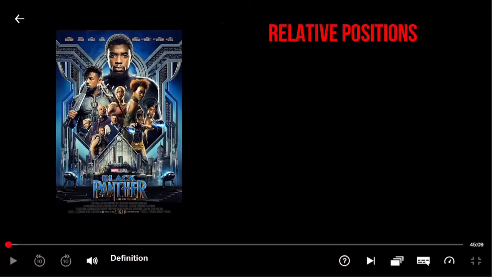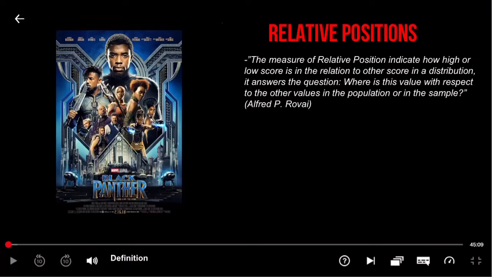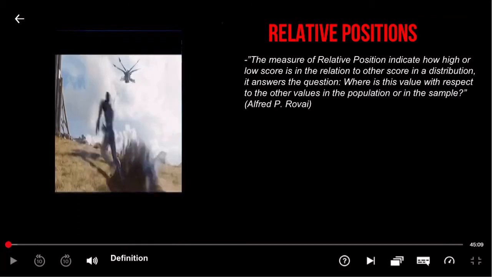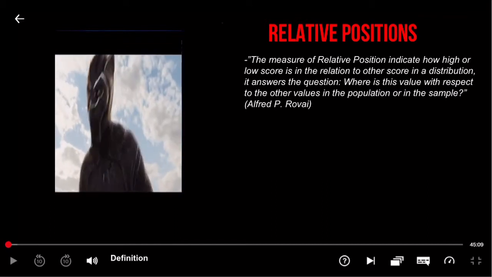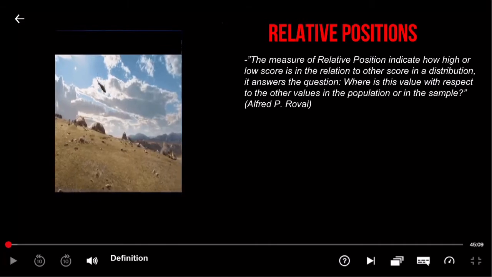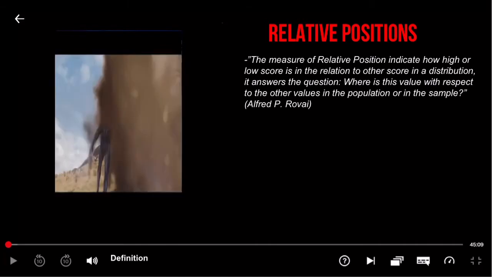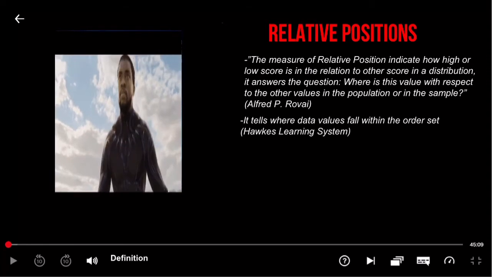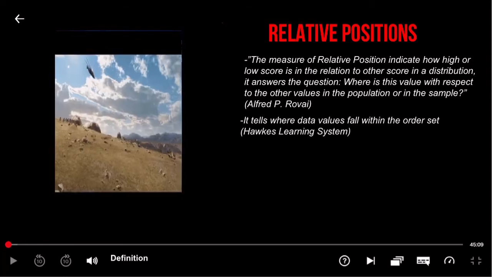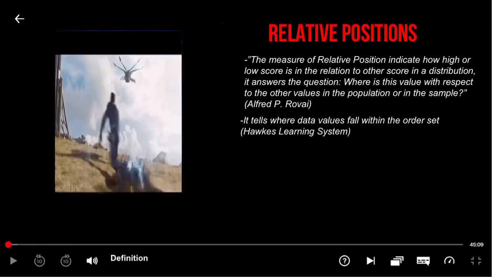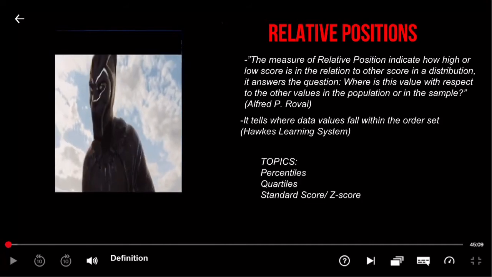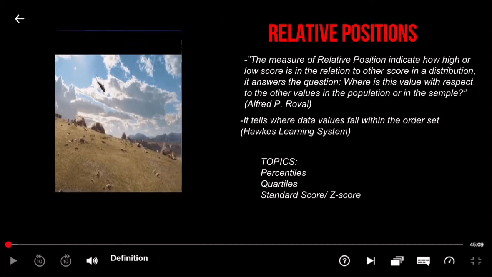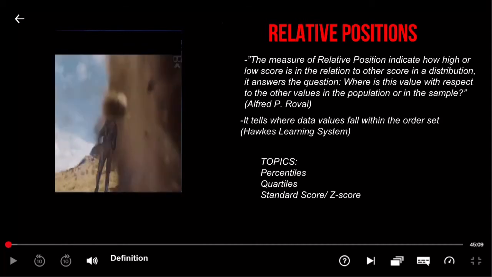Relative positions. Alfred P. Rovai said, the measure of relative position indicates how high or how low a score is in relation to other scores in a distribution. It answers the question, where is this value with respect to the other values in the population or in the sample? According to Hawkes Learning System, it tells where data values fall within the ordered set. For the subtopics of relative positions, we have percentiles, quartiles, and standard score, or what we also call z-score.